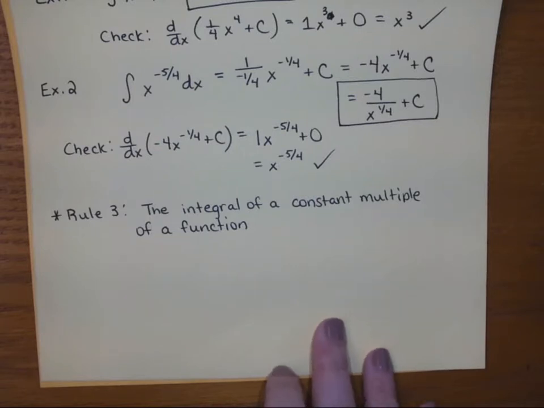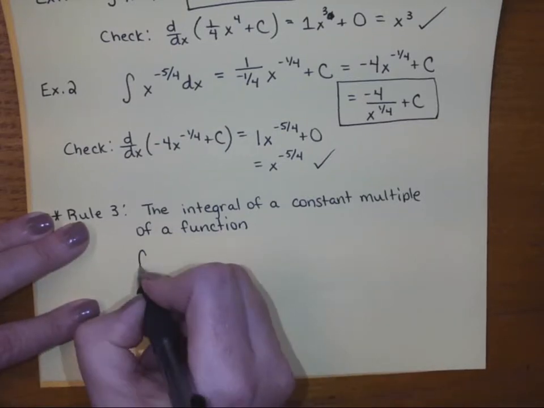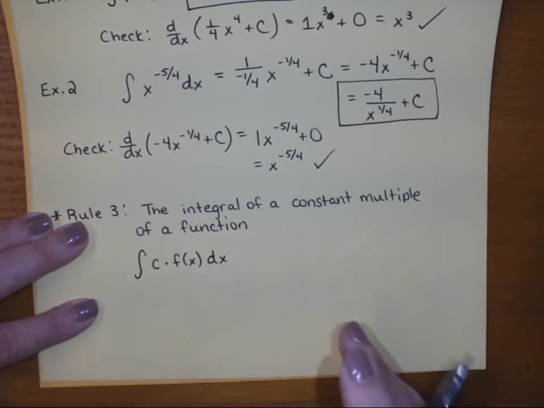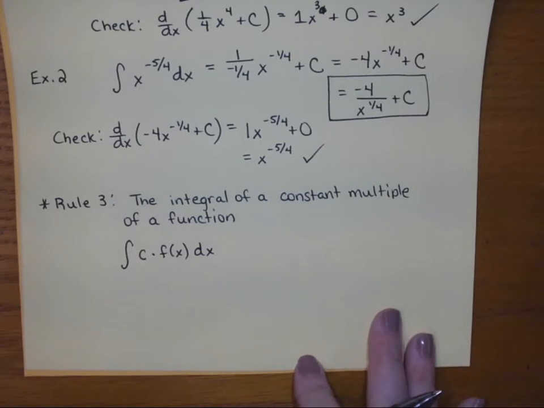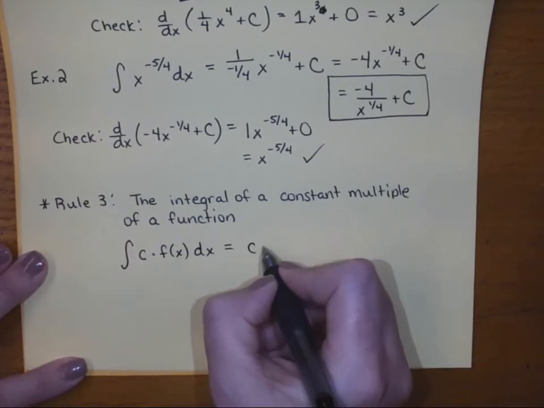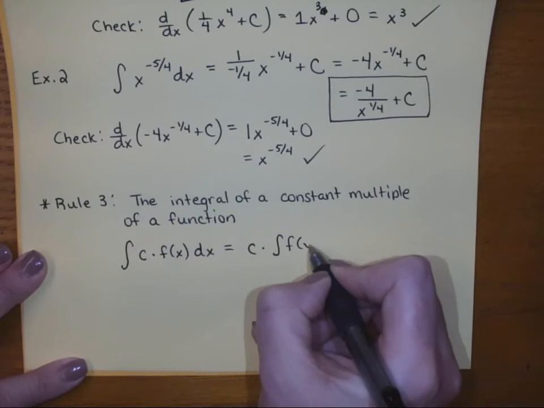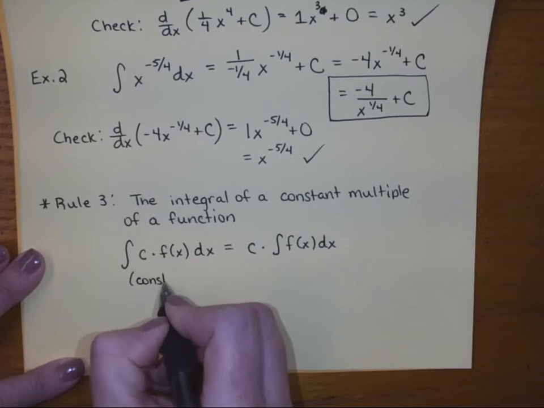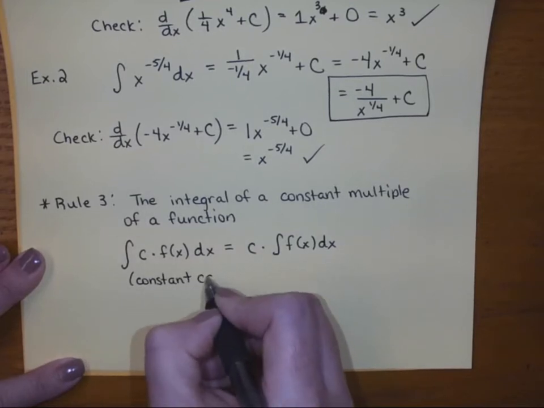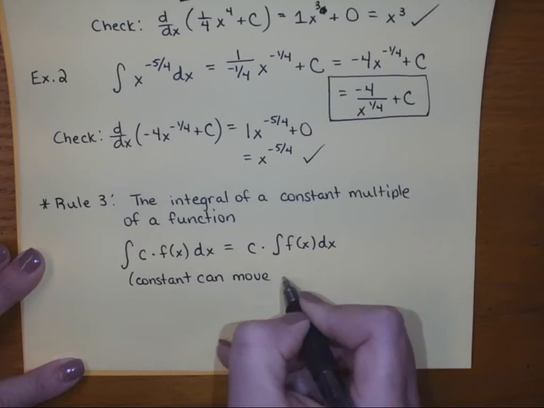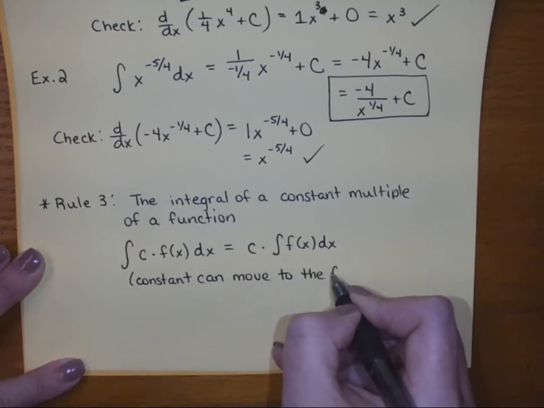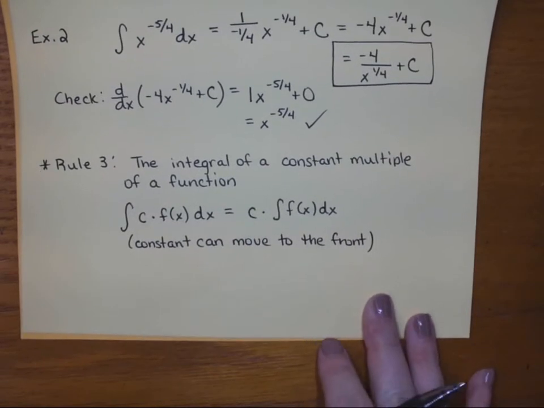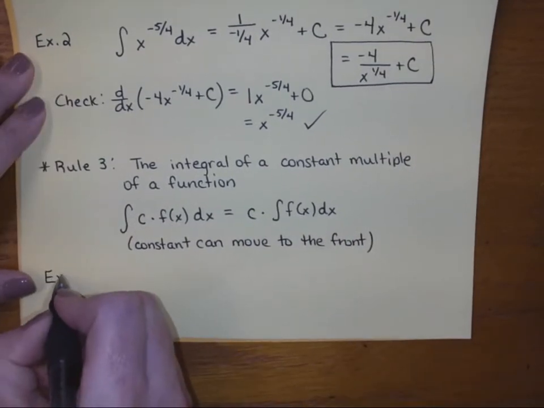So the integral of a constant multiple of a function. So that just means you have a constant being multiplied by whatever it is you're trying to find the antiderivative of. And so you are allowed to multiply the constant out in front. Okay, so that's my everyday explanation. Your constant can just move to the front. So if your constant's being multiplied by a function, just move it to the front and kind of move on from there. So let me show you what I mean by that.